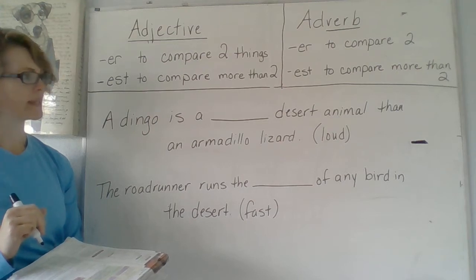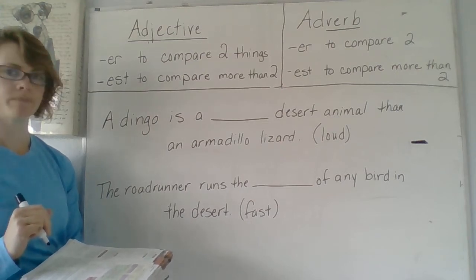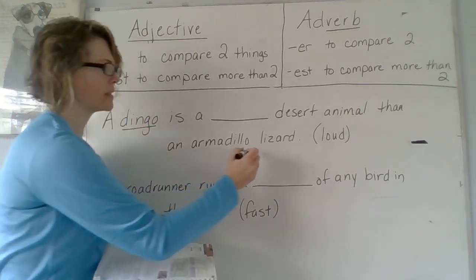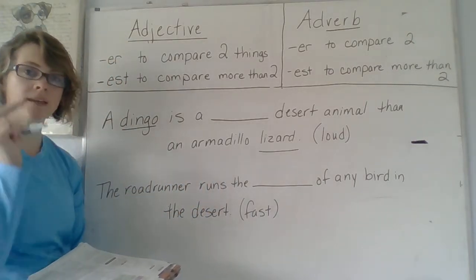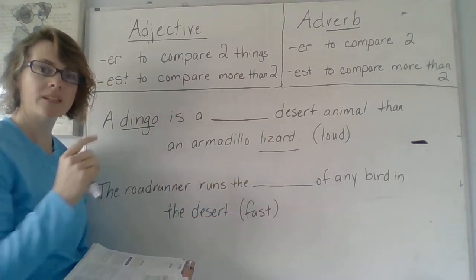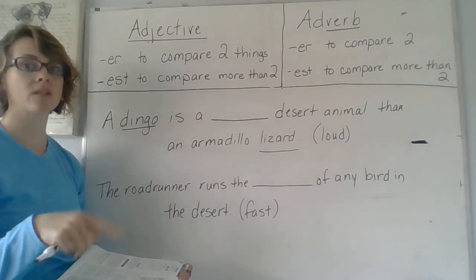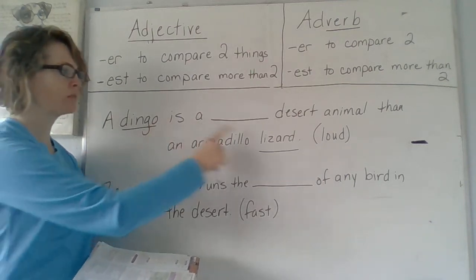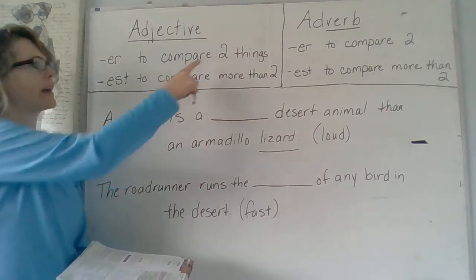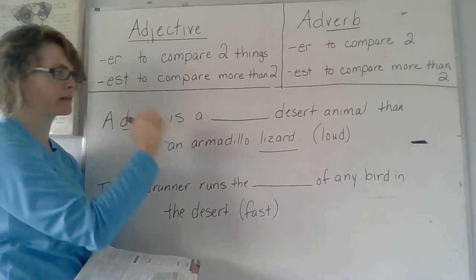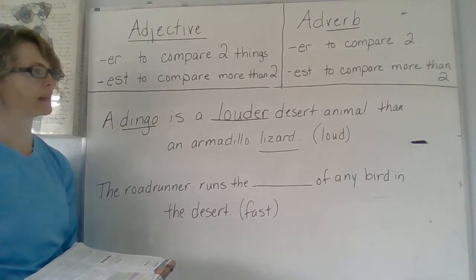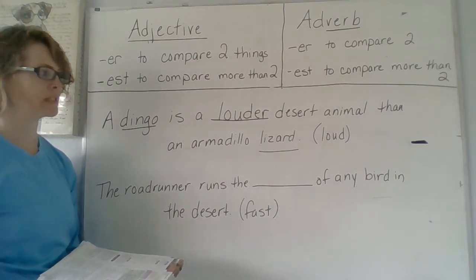A dingo is a blank desert animal than an armadillo lizard. We have a dingo, that's one thing, and we have an armadillo lizard. That's only two things. Don't be confused. There are animals that are armadillos and there are animals that are lizards. But this is a special kind of lizard called the armadillo lizard. It's only one thing. So we have one thing plus one thing, that's two things total. So what ending am I going to put on loud? If I have two things, it has to have ER. So louder. A dingo is a louder desert animal than an armadillo lizard.